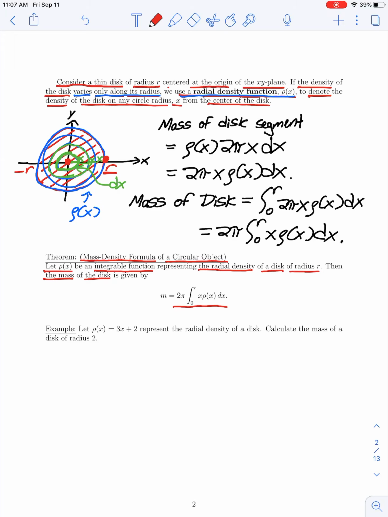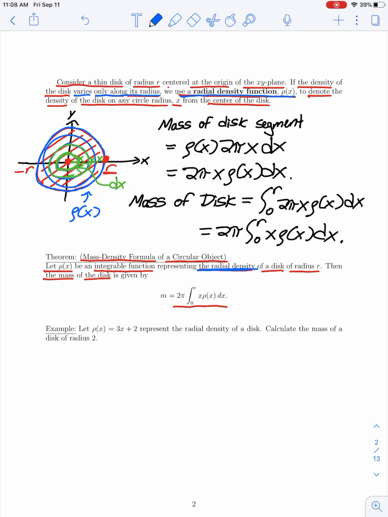So one comment on some terminology here. In the case that we were working with a one-dimensional object oriented along a line, like a wire or a thin rod, the density function was called a linear density function. In this case, we're working with a circular object, and the density varies as the radius of our disk increases. Then that function is called a radial density function instead of a linear density function.